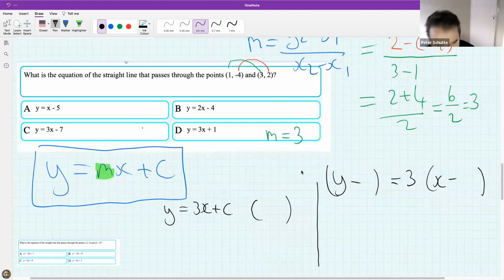So in both of these methods for finding the equation of the straight line, we have to choose a point. And I want to ask the class, what point should I use? Should I choose (1, -4) or should I use (3, 2)? They're both on the straight line. Which one would you like me to use?